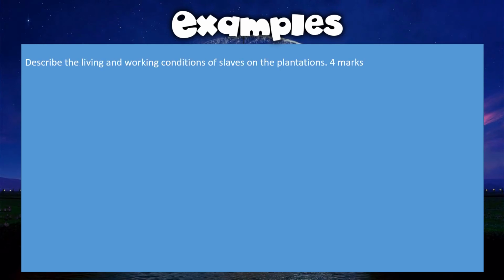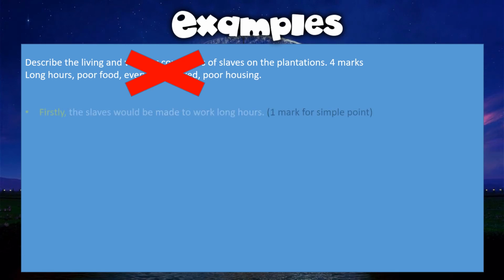Here's another example, and this is from the British unit, looking at the Atlantic slave trade. The question is, describe the living and working conditions of slaves on the plantations, which is worth 4 marks. Here are some points you could have: long hours, poor food, everyone worked, poor housing. Again, that is just a simple list though. Although that is correct, it's a simple list and it gains no marks. So again, what we are looking for is full sentences.